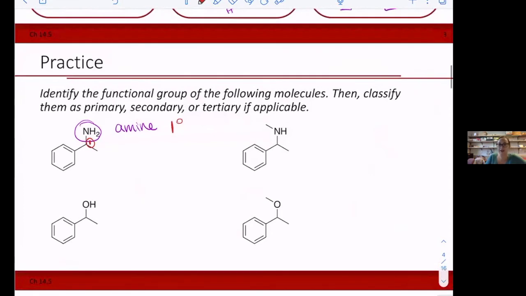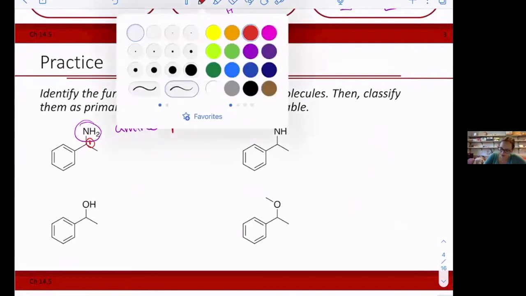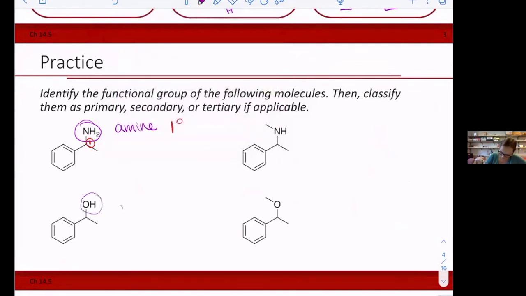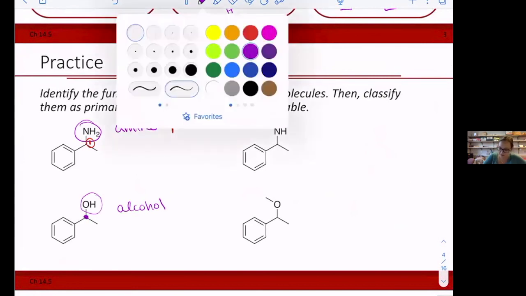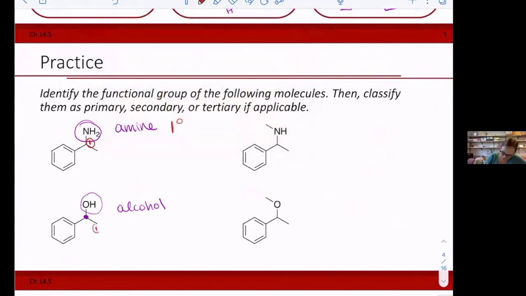Let's go down though and look at the same exact molecule, but now with oxygen. Now we have an alcohol, but with alcohols, we look to see how many things are connected to that carbon. So I'm going to look at this carbon now and see how many things are attached. And we have 1, 2 attached things. So now we're going to have a secondary alcohol. So you see how those are different? We're looking at 2 different places for these.